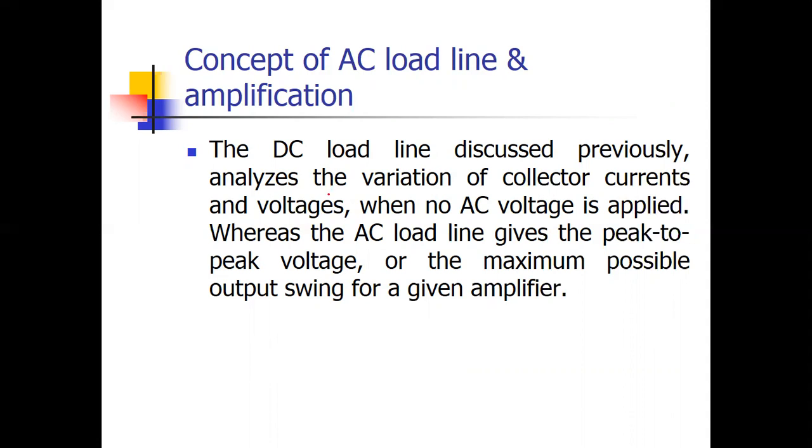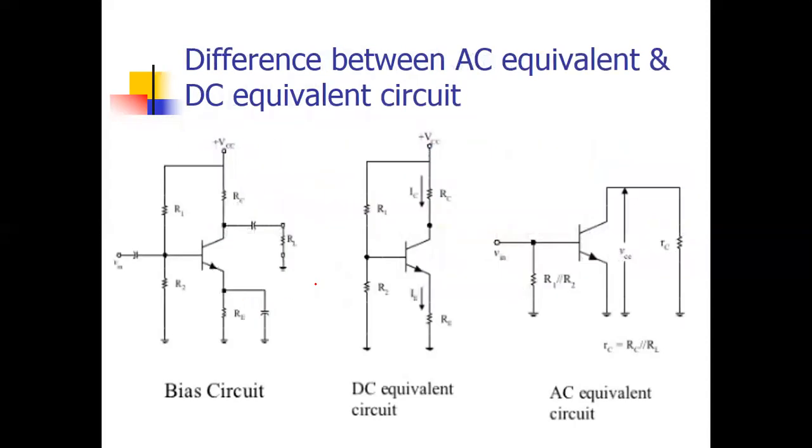In the case of the AC load line, we apply AC along with the DC, and the purpose of the AC load line is to find out the peak to peak voltage, or we can say the maximum possible output swing for the amplifier. Okay, so let's start with the difference between the AC equivalent circuit and the DC equivalent circuit.